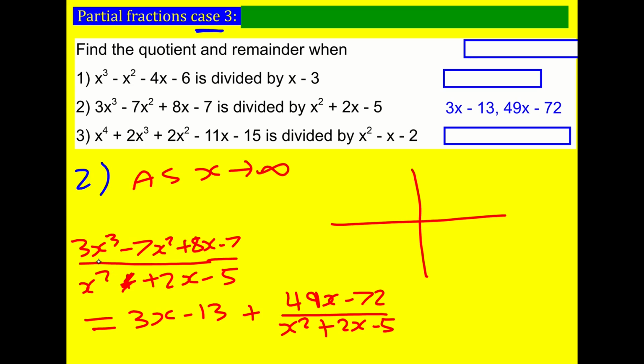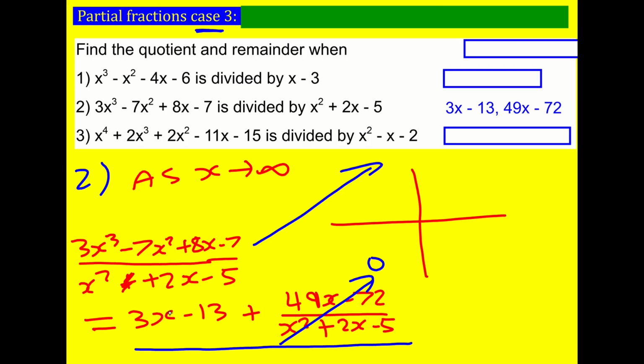Well, it's going to approach infinity here. We can see because the cubic approaches infinity quicker than the quadratic. But how is it going to approach infinity? That is something we can actually get by looking at this form here quite quickly. Because as x tends to infinity, this thing is going to tend to 0, because the quadratic on the bottom is now going to dominate. So as x tends to infinity, this function will tend to 3x minus 13.